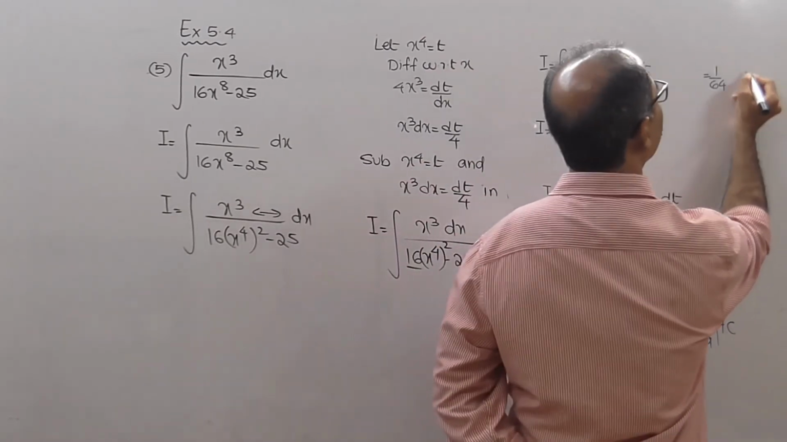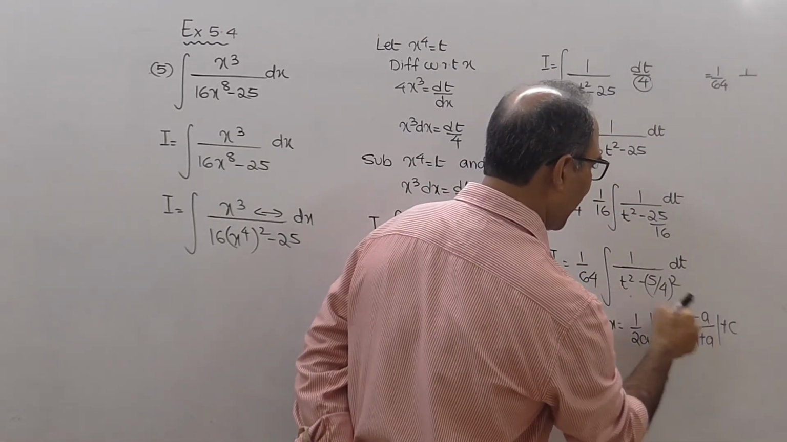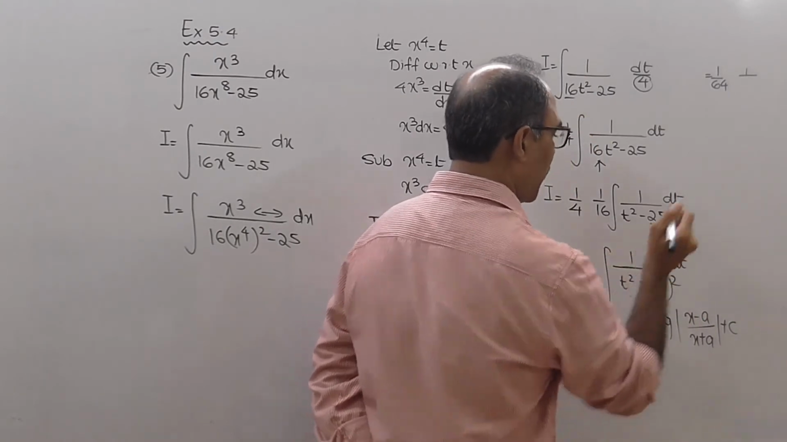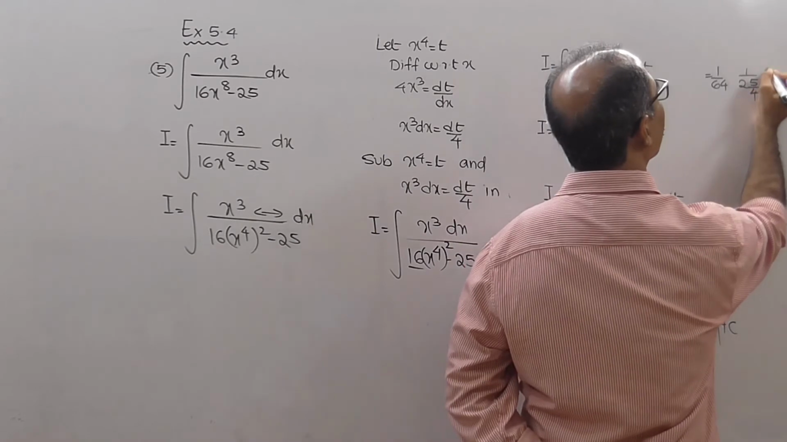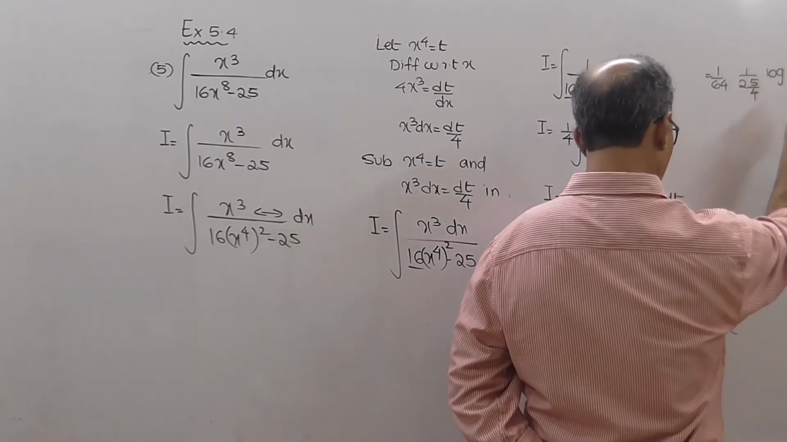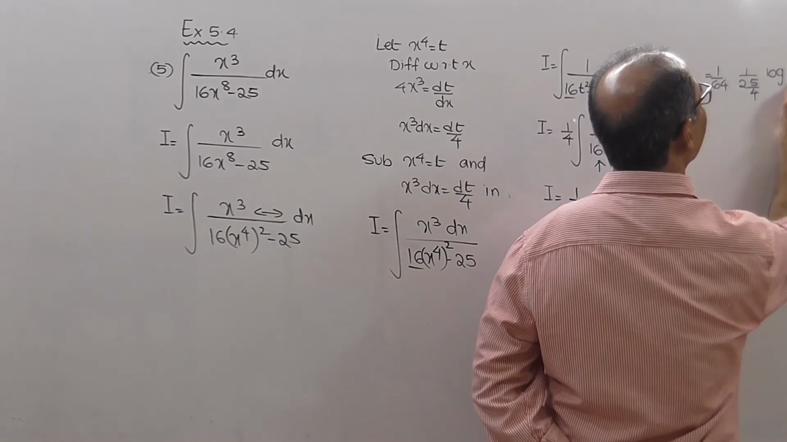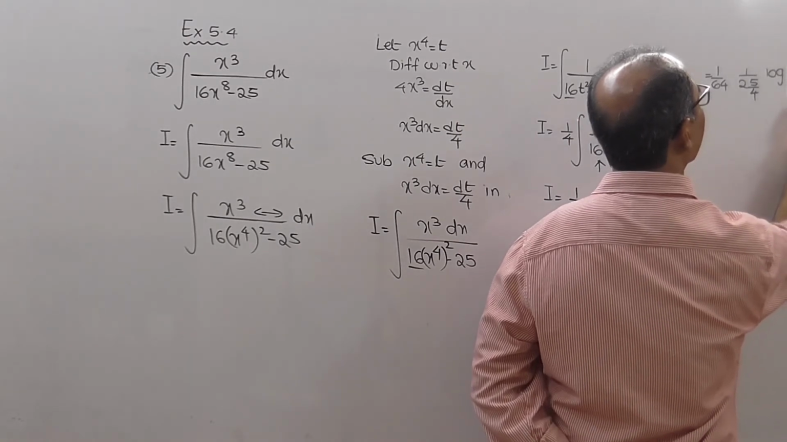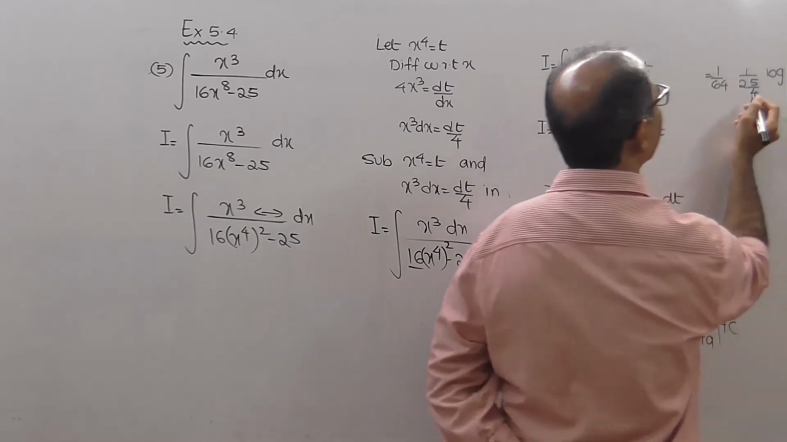1 upon 2a, x is t and a is 5 by 4. Okay. 1 upon 2a means 1 upon 2 into 5 by 4, log modulus t minus 5 by 4 upon t plus 5 by 4 plus c.